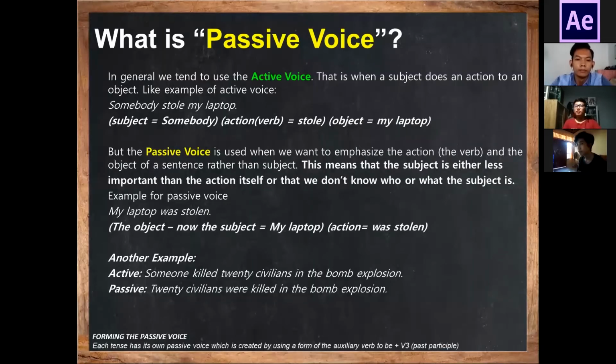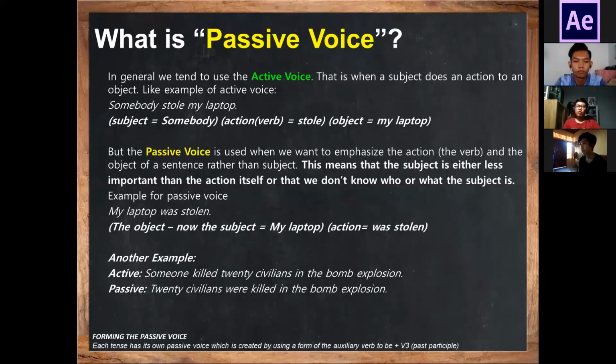First, what is the passive voice? In general, we tend to use the active voice. That is when a subject does an action to an object. For example, in the active voice: somebody stole my laptop. In this sentence, we know the subject is somebody, the action or verb is stole, and the object is my laptop.